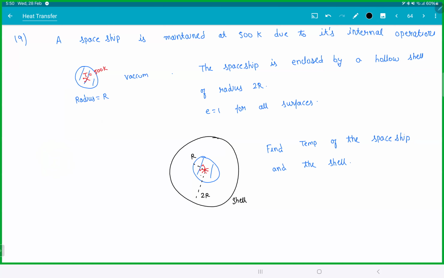So initially the spaceship is generating some heat. That's why temperature is 500, or else the temperature would go to 0 Kelvin. The spaceship will completely freeze. So the spaceship is producing some constant power. How much, we don't know. Now on that spaceship, you cover this with a shell of radius 2r. Now something will happen and they will get new temperatures. Find the new temperature of the spaceship and the new temperature of the shell.